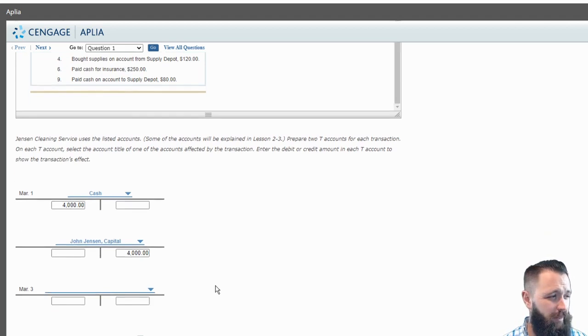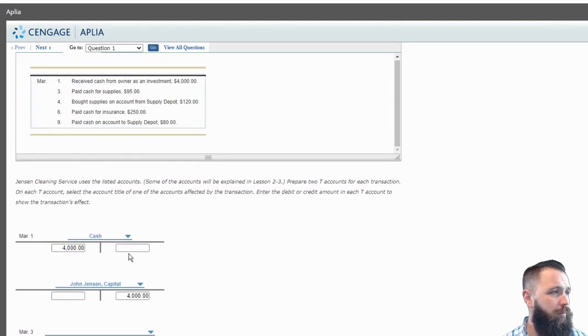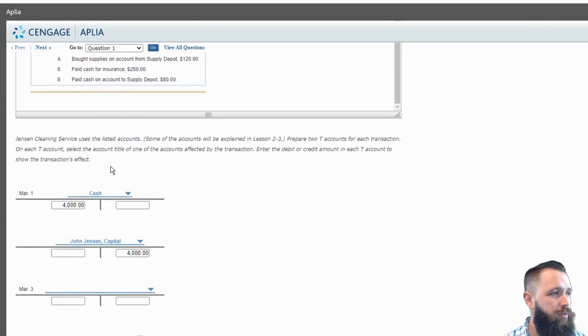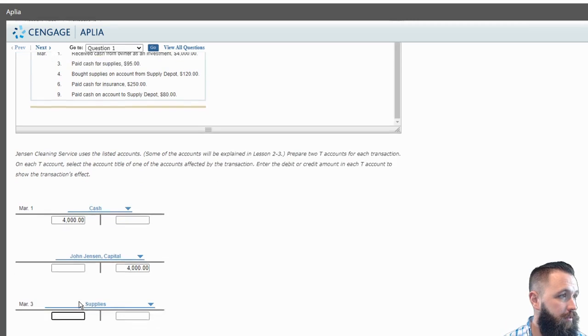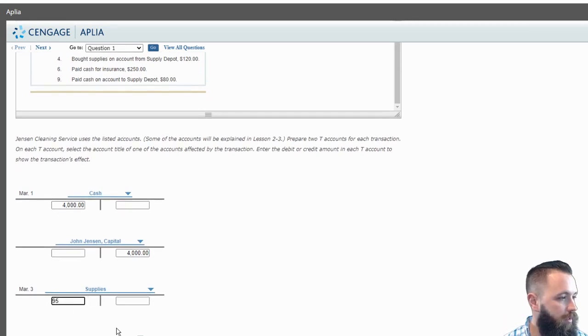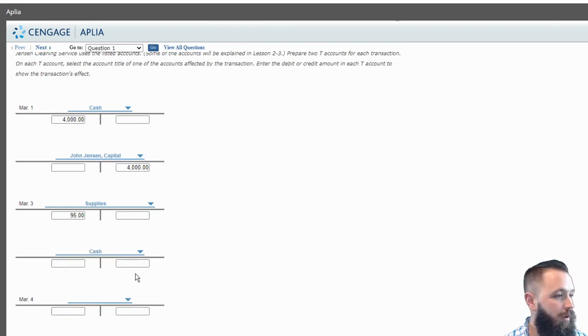All right. So next, March 3rd, we paid cash for supplies. Now we have cash and supplies. Supplies is going to have to go up. Cash is going to have to go down. They're both assets. So supplies would be first, and it's going to increase on the debit side, $95. And then cash would be our other account, and cash needs to decrease, so we are going to credit that.